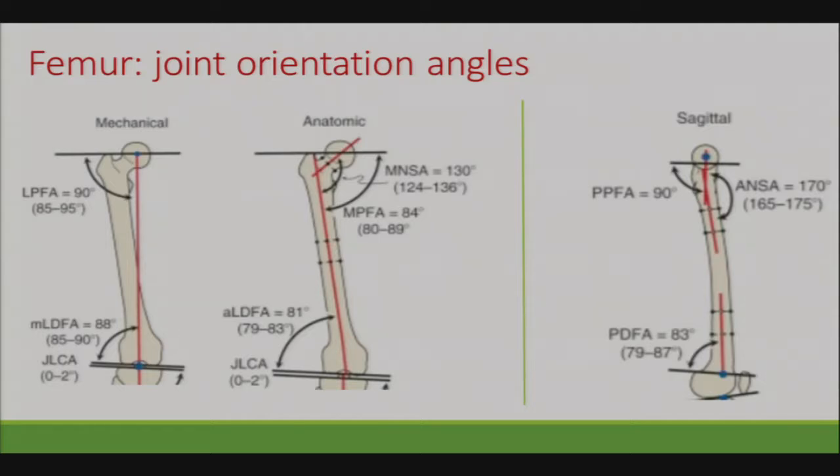When you're looking at joint orientation angles, you have to define the points that you're using. I think most commonly people are familiar with the lateral distal femoral angle, whether it's anatomic or mechanical, but you have to define how you're going to measure the proximal femur. That's typically done in one of two ways: either the center of the femoral head to the tip of the trochanter relative to one of the axis lines, or using the anatomic axis with the axis of the femoral neck to the center of the head.